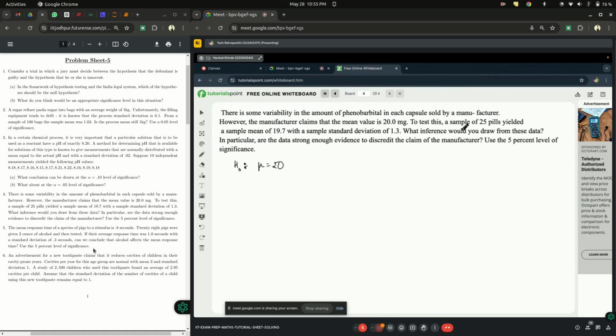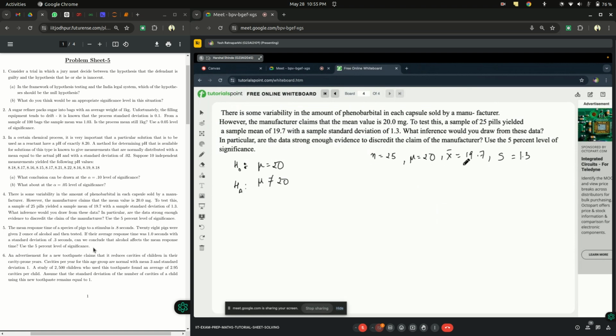It says to test this, a sample of 25 pills was taken. So n is equal to 25. Mu is equal to 20. And a sample mean of 19.7 came into the picture along with a sample standard deviation of 1.3. What inference can you draw from this data? Again we are right that if it is 20, my alternate will be not equal to 20.